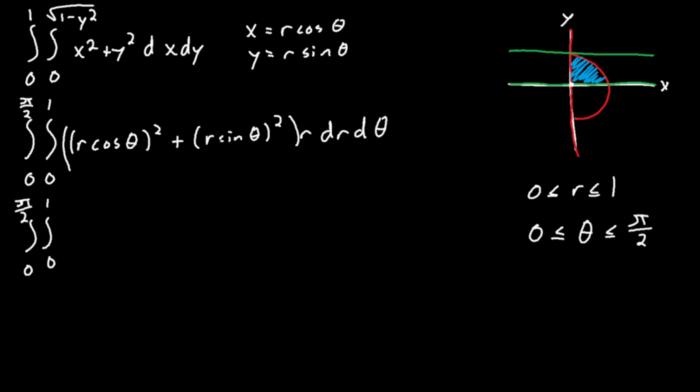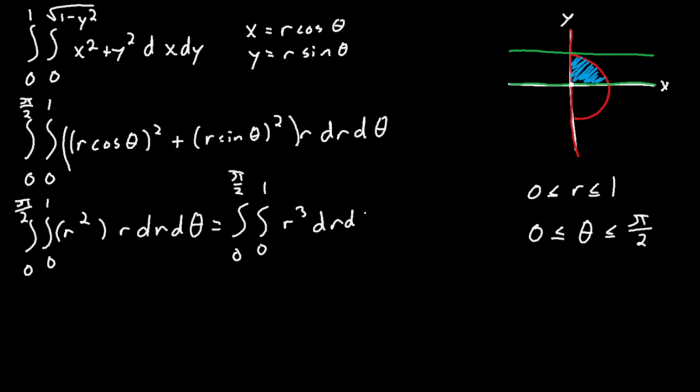And with this, if we have r squared times r dr d theta, you get the integral from 0 to 1 and 0 to pi over 2 of r to the power of 3 dr d theta.